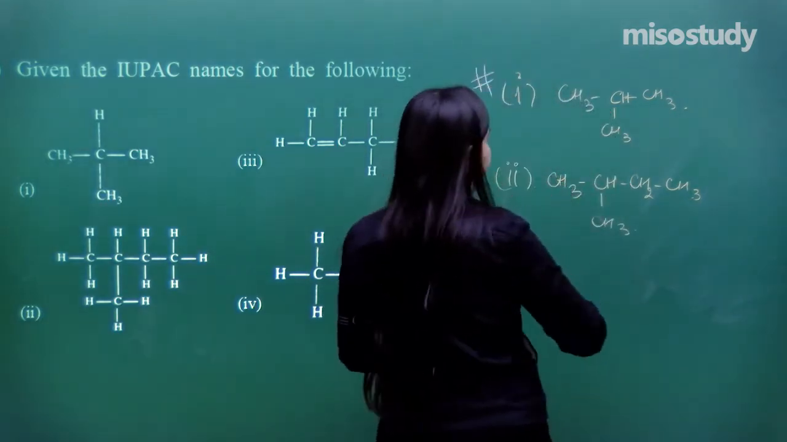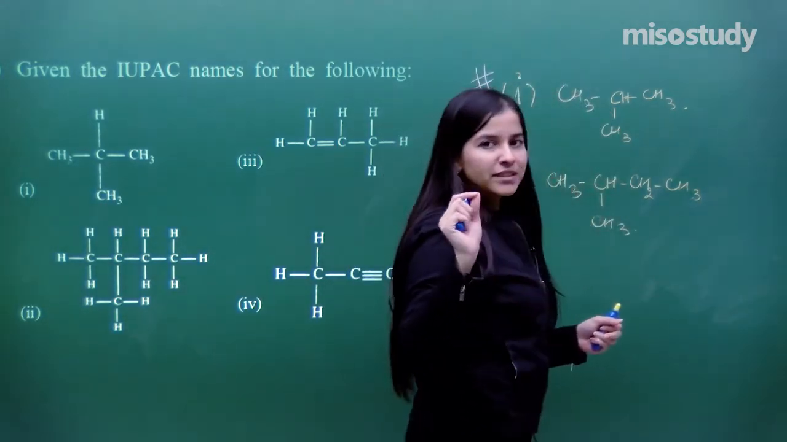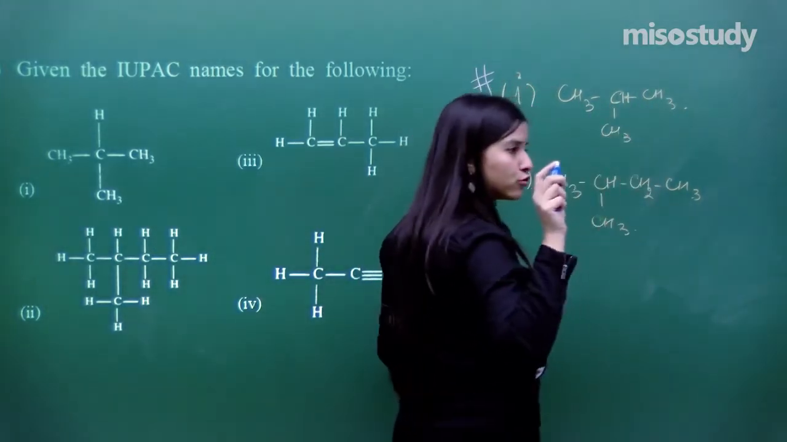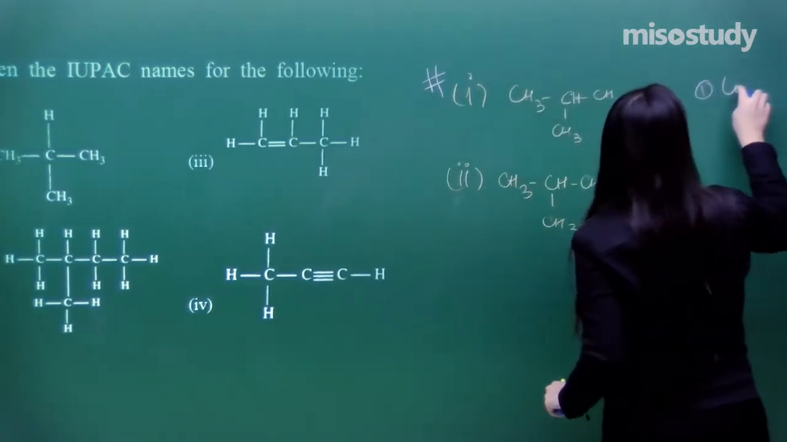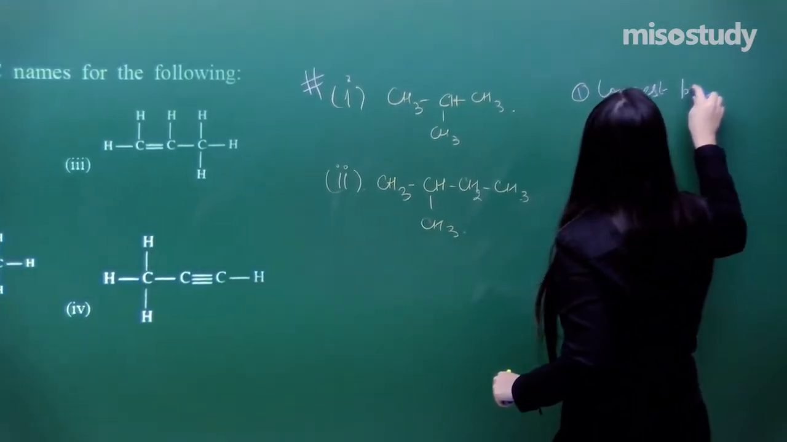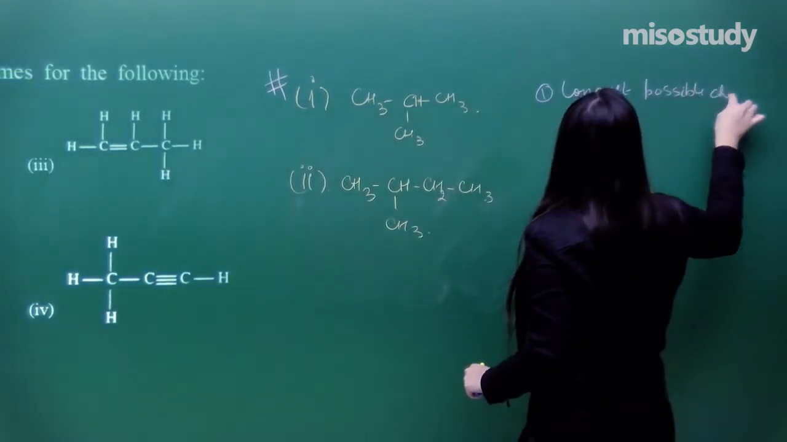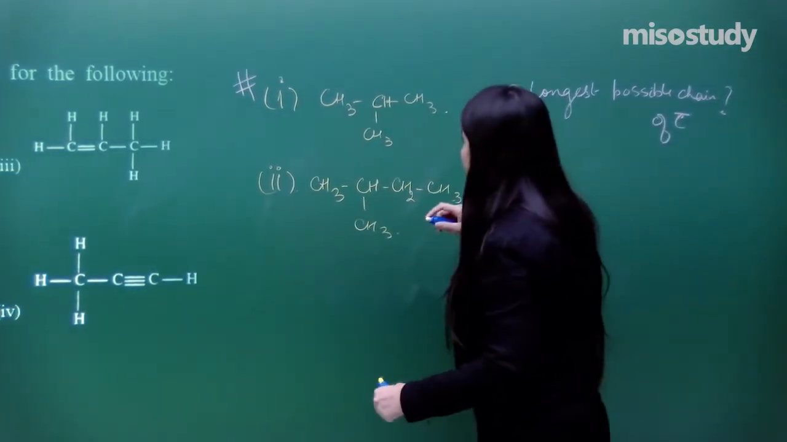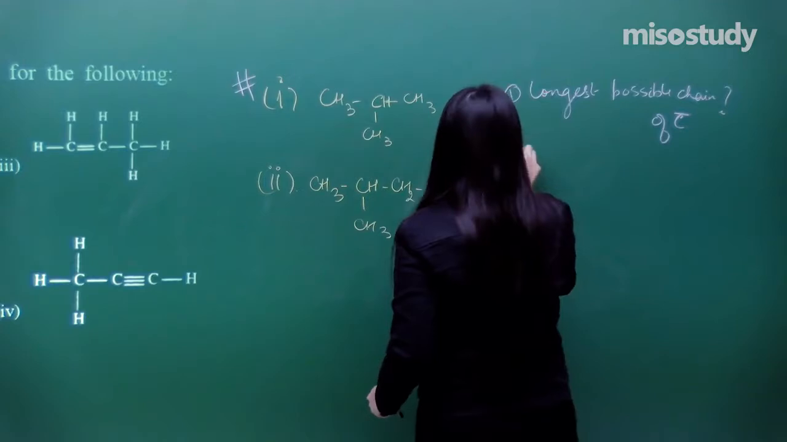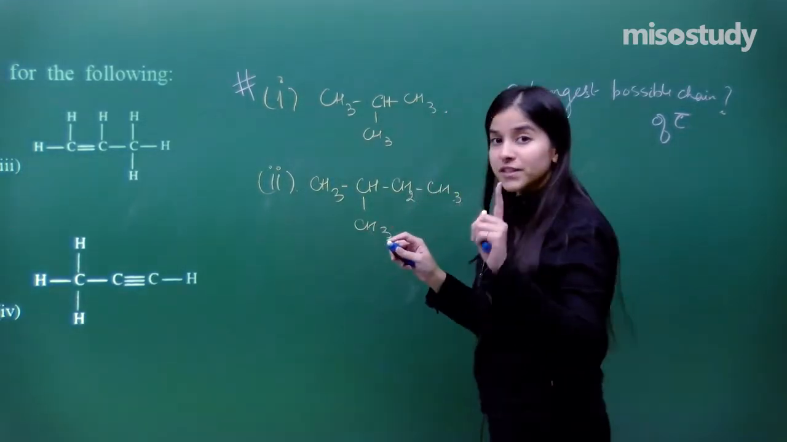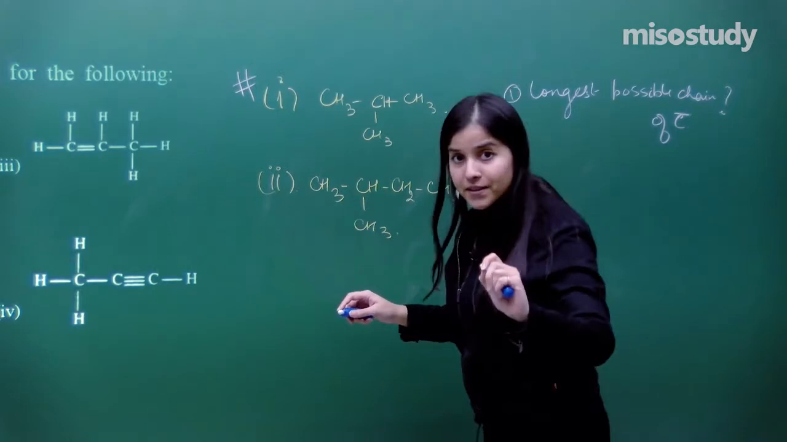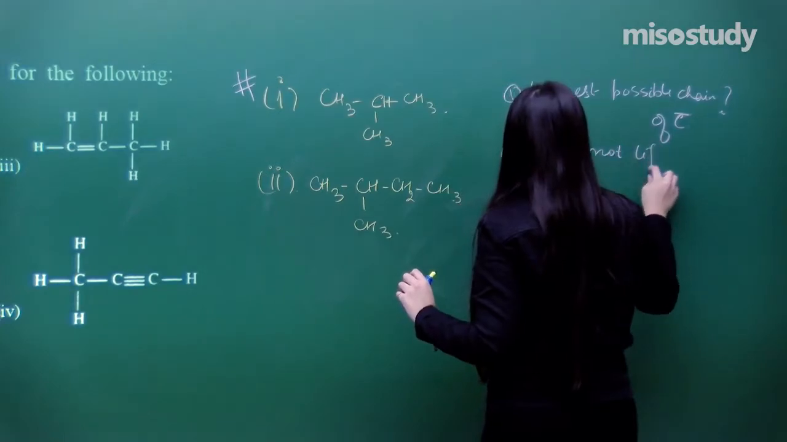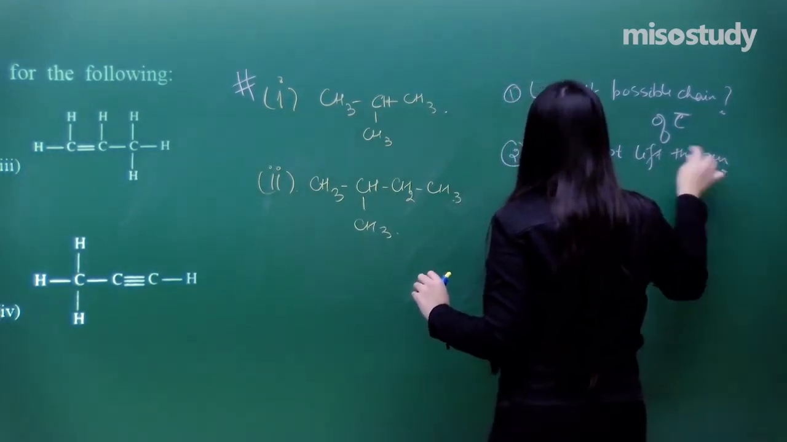See here. What do I need to do? Just the very basic, hear me out. Which is the longest possible chain? How to find out the longest possible chain? Longest possible chain of carbon I need to find out. So the second thing which you need to remember is, while choosing the chain, do not lift your pencil or pen or whatever you are using, okay? So do not lift the pen. That means you have to draw a straight line.